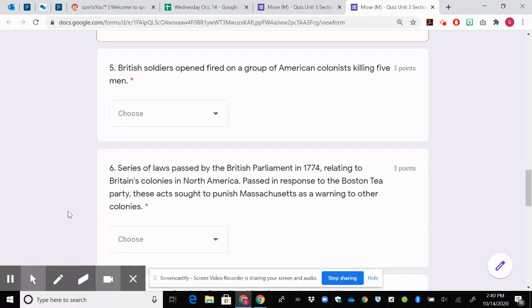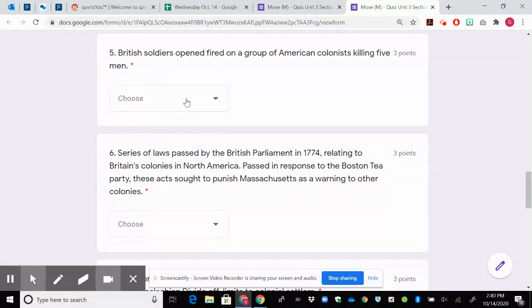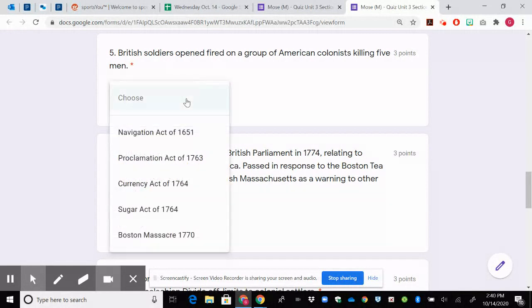British soldiers opened fire on a group of American colonists, killing 5 men. Navigation Act, Proclamation Act, Currency Act, Sugar Act, or the Boston Massacre.